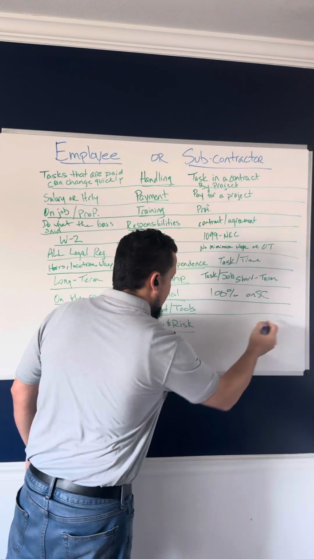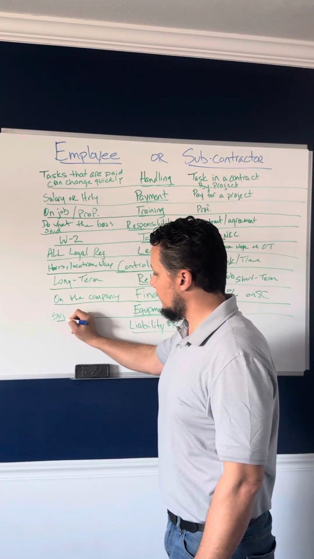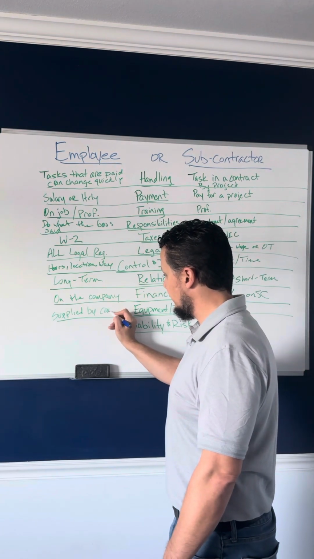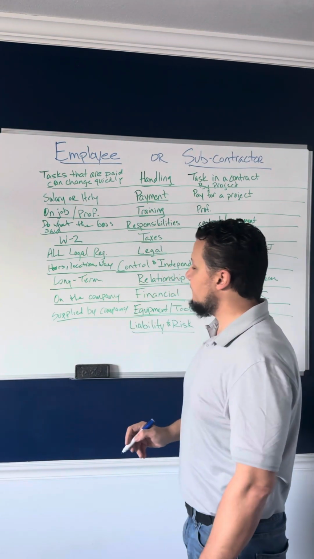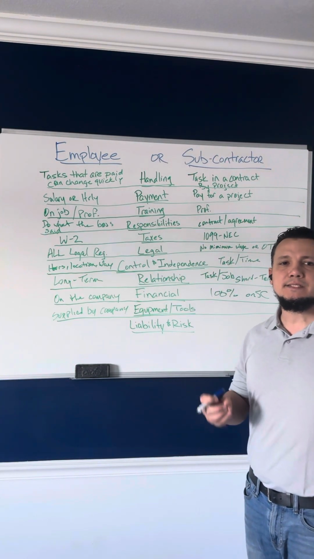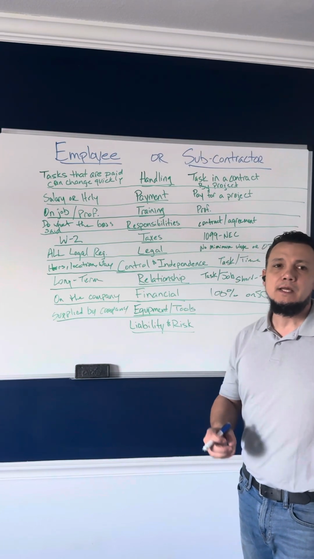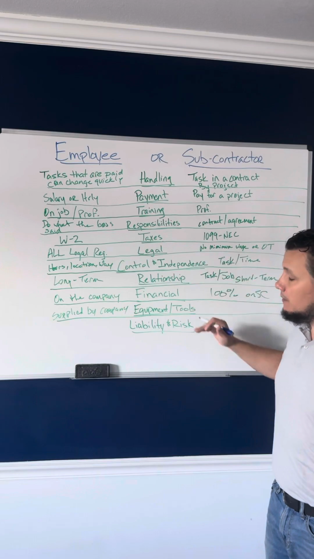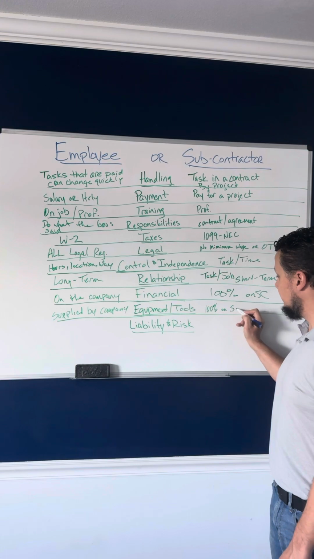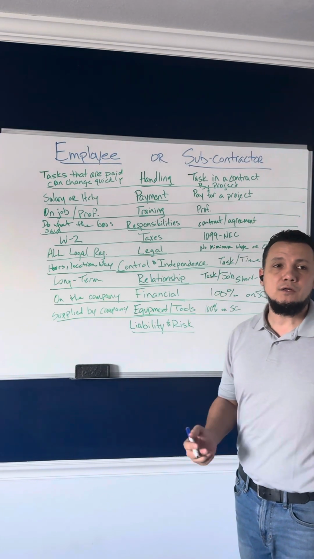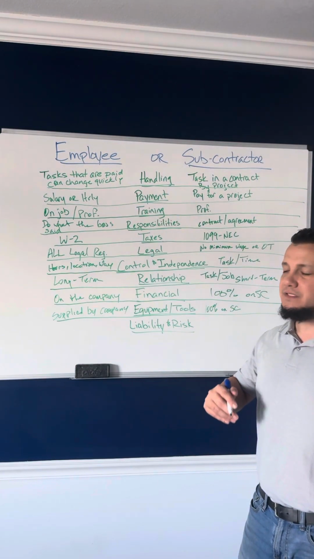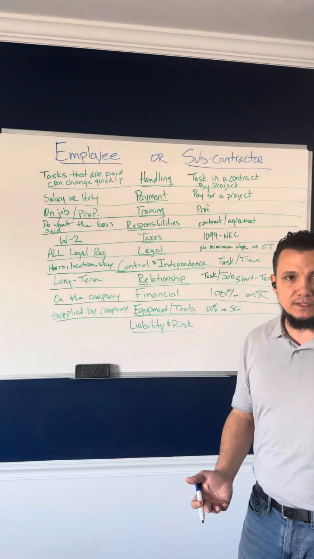Okay, now since I've mentioned equipment and tools, we're going to go ahead and go to that one. Equipment and tools. This is supplied by the company for an employee. If you have employees, you are the one that is supplying the tools for the tasks that will get done during that employment. For a subcontractor, it is once again 100% on the subcontractor to have all of their tools and equipment that are necessary. They must maintain them. If something breaks, they must purchase new ones.